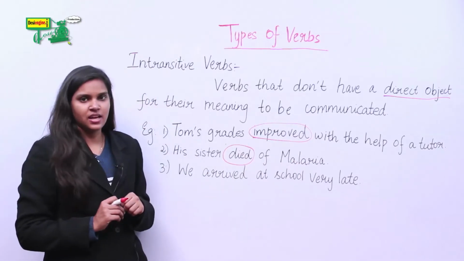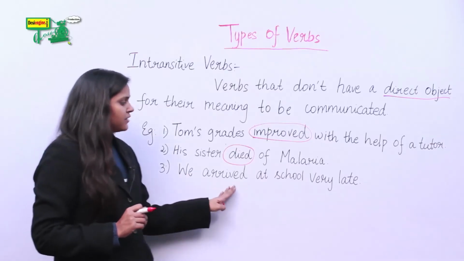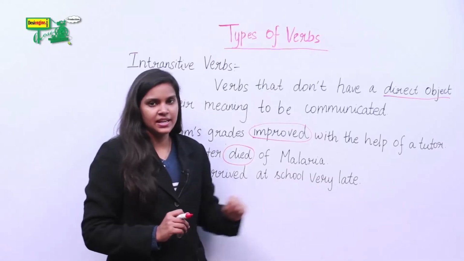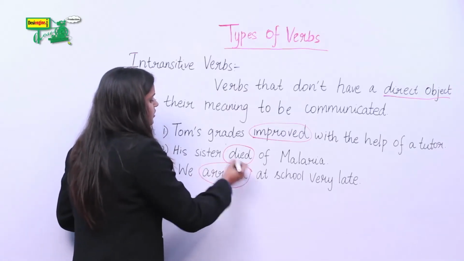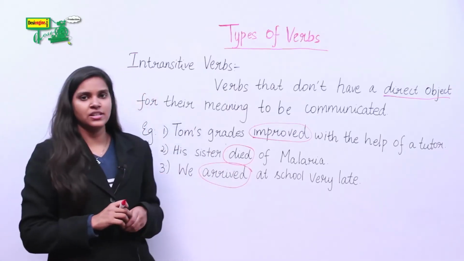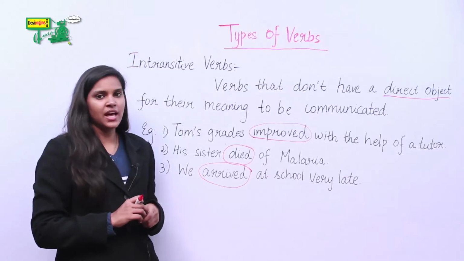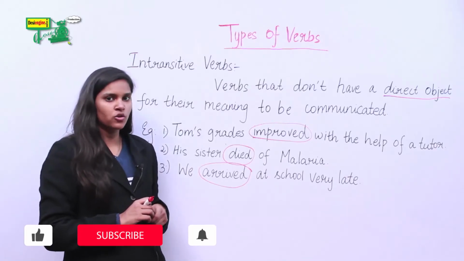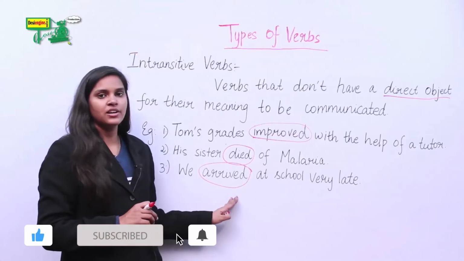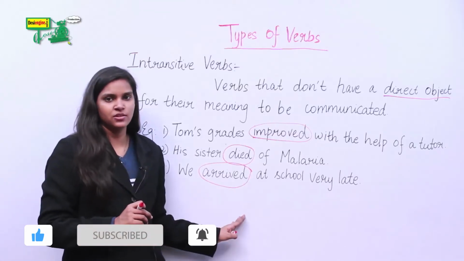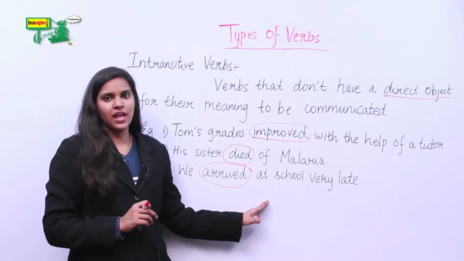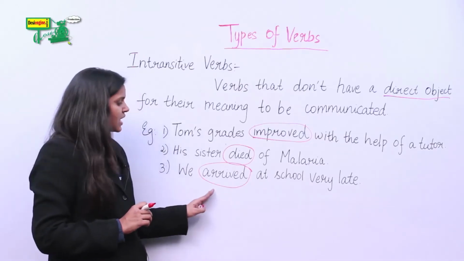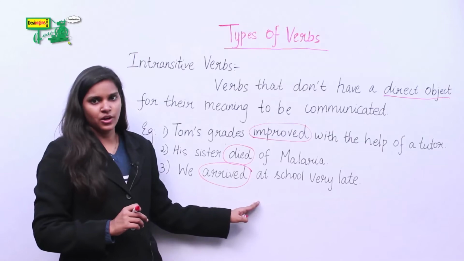Let's take another example. We arrived at school very late. Here, arrived is our intransitive verb. It does not answer the question what or whom. If we ask arrived what, it will not answer the question. Arrived whom, even then it will not answer the question. So this is our intransitive verb.